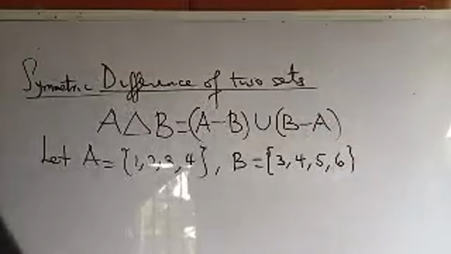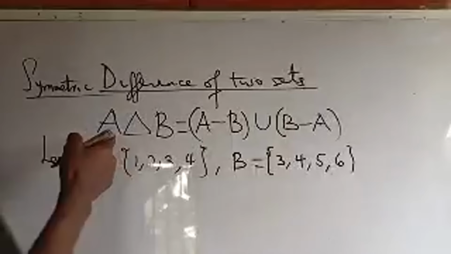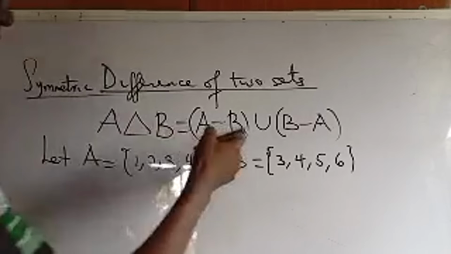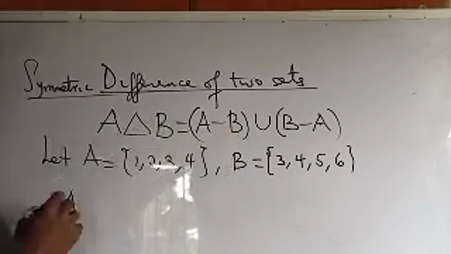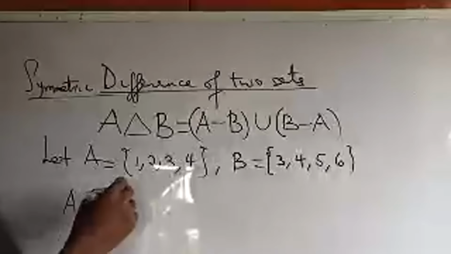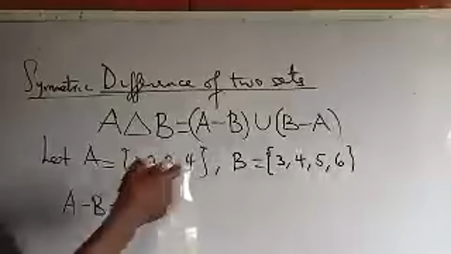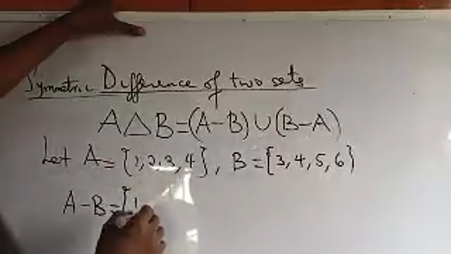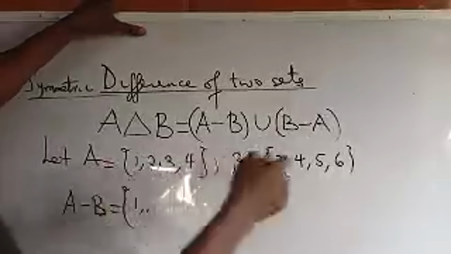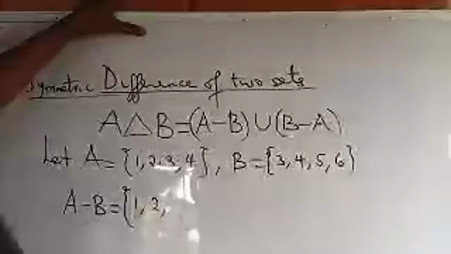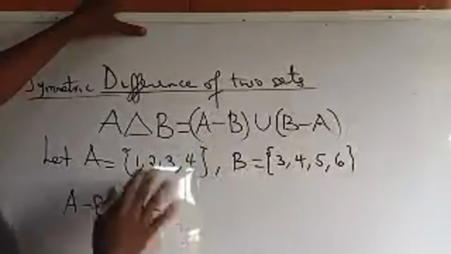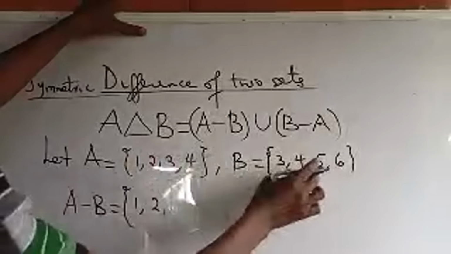Now, suppose we want to find A symmetric difference B. How do we find this? First of all, we have to find A difference B. So A difference B, these are elements in A, but which are not in B. There is 1 in A, fine. There is 2 in A, but not in B, fine. So we have only 1 and 2 in A, but not in B.